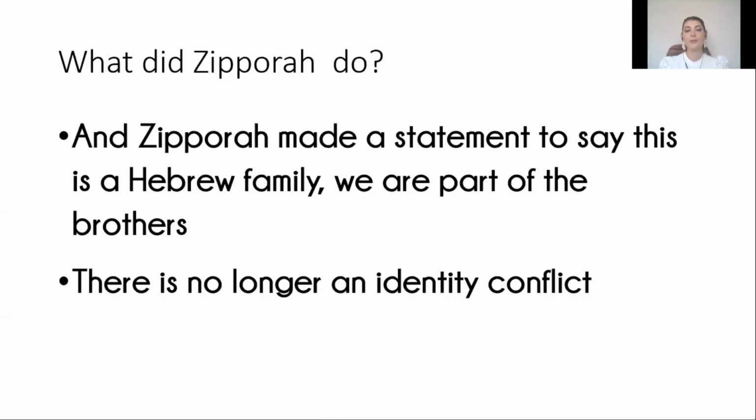And so the amazing thing is what Zipporah did: she made the decision. She said, I'm going to make a statement and we will be a Hebrew family and we will be part of the brothers. And the moment that Zipporah made the statement to say, me and my house, we will serve the Lord. We will be part of the covenant. We will have the sign of the covenant. We will no longer have our identity crisis. There's no longer an identity conflict. God backs away and he says, all right, now you can go. Now you have the authority to do what I've set you out to do.